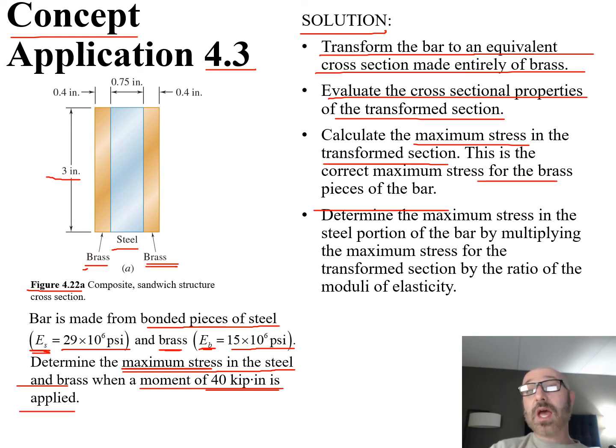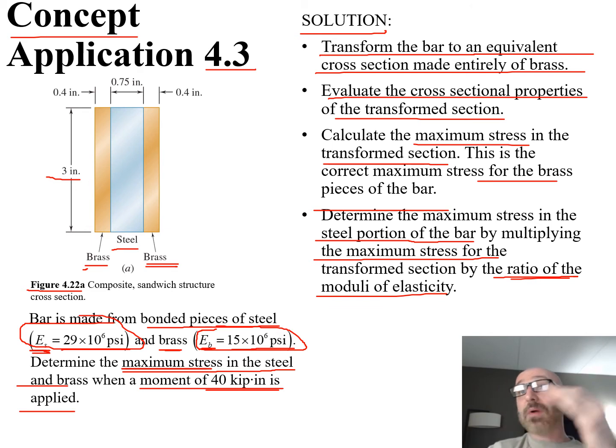Then once we've done that, we can move on and determine the maximum stress in the steel portion of the bar. We can do this by multiplying the maximum stress for the transformed section by that ratio of our modulus of elasticity, which they've given us. So we saw that in our previous slide. So now we can get that ratio of those. If we find it for brass, we can get it for steel by simply multiplying that by that ratio of the modulus of elasticity.